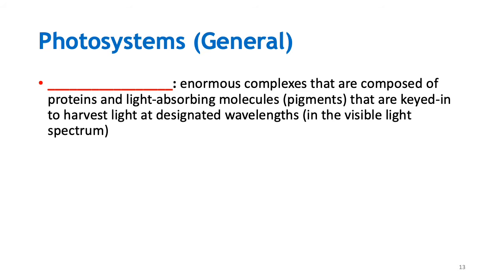So I need to tell you what photosystems are before we get started. Photosystems are enormous complexes composed of proteins and light-absorbing molecules, pigments. You know that, it's the carotenoids and the chlorophylls and the pheophytin, that are keyed in to harvest light at designated wavelengths in the visible light spectrum.